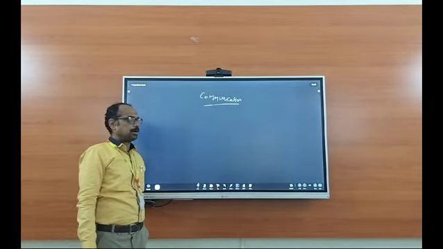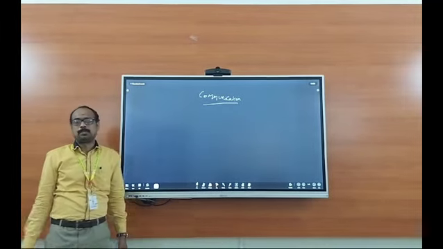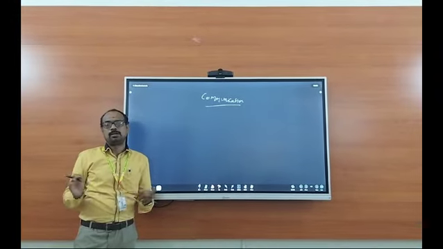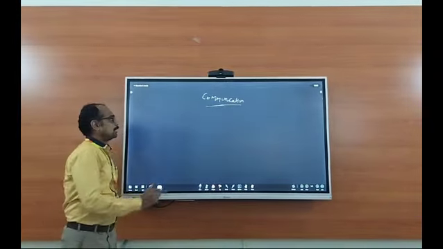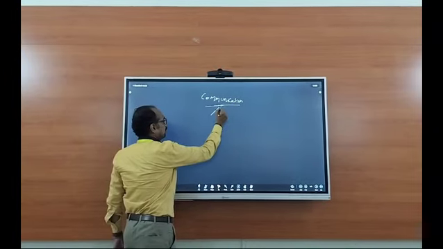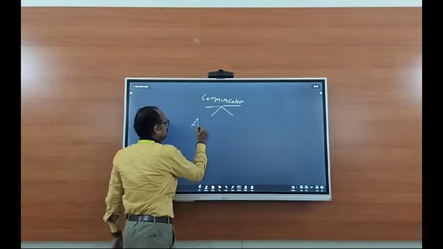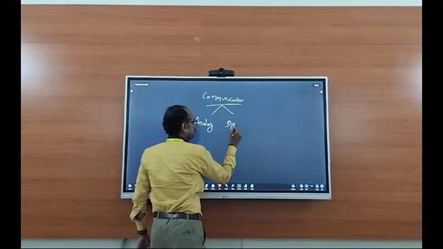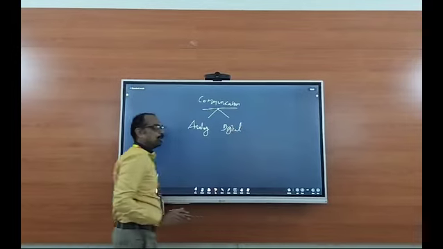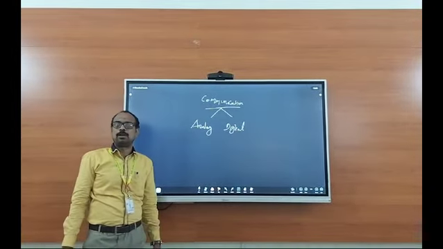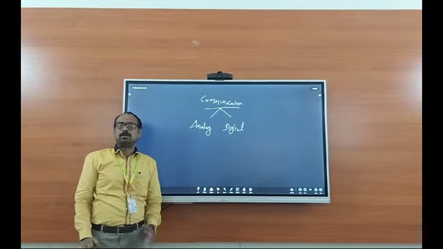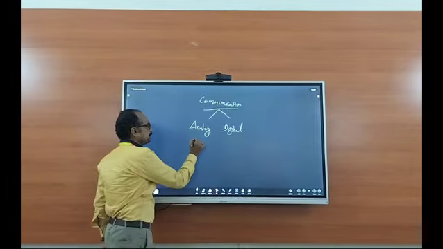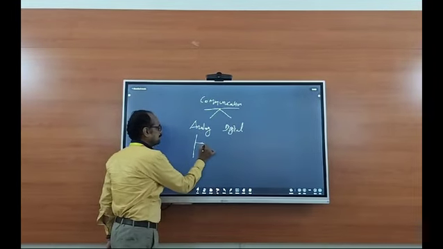Today the topic is communication. Communication is an essential way to share information with other people. In communication, we have two types: one is analog communication, and another is digital communication. Both types of communication are applicable in all the different domains, based upon the requirements of the customer sites. In analog communication, we have three major classifications.